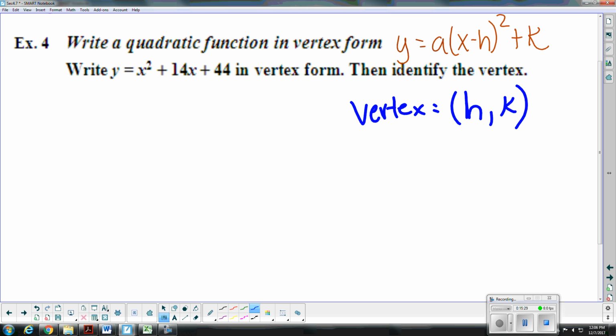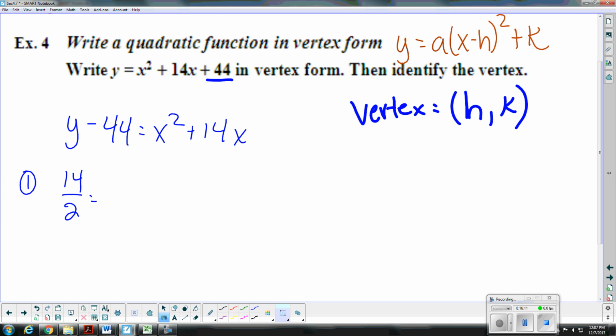All right, so we're going to walk through the same stuff that we did for the earlier examples. And again, if we have a C term that is not a perfect square, like in this case, 44 is not a perfect square, we are going to move that to the other side of the equation. So we've got y minus 44 equals x squared plus 14x. Now our first step is to find half of our coefficient in front of x. So 14 divided by 2 is 7.